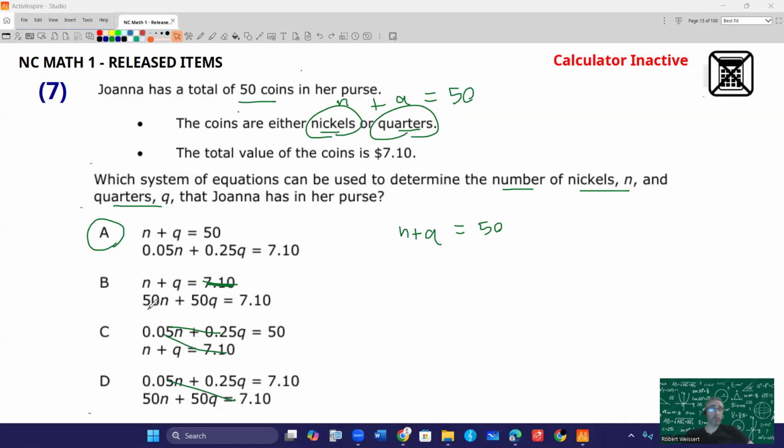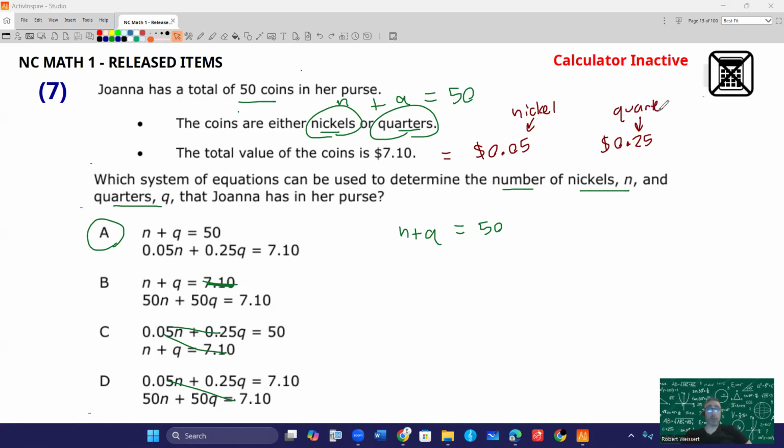But what if answer choice B also had 50 there for the number that I crossed out? Well, let's go through and look at our possibilities for how to set this up. First, you got to know that a nickel is going to be 5 cents. So how much is a nickel? In dollar terms, a nickel is going to be $0.05. That is a nickel. And then a quarter is going to be $0.25.